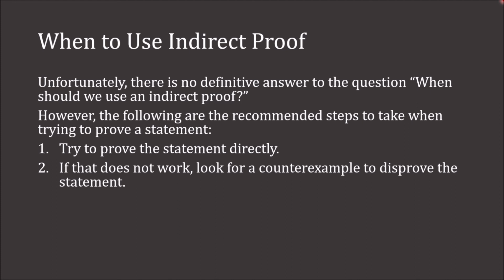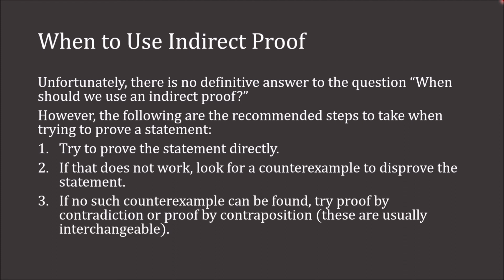However, if you cannot prove the statement directly, and you cannot find a counterexample, then try a proof by contradiction or a proof by contraposition. And these two methods are usually interchangeable. If you can do it by proof by contraposition, you can definitely do it by proof by contradiction. The converse of that is not true, however. Not every proof by contradiction can be done by proof by contraposition. So that not only concludes our look at indirect proofs, that also concludes our study of number theory.